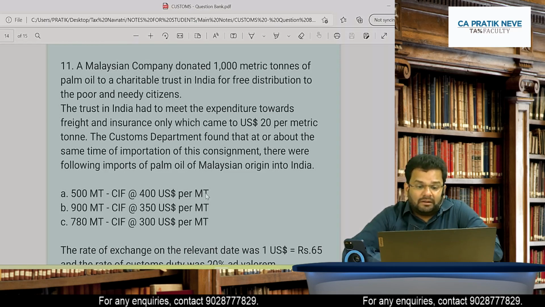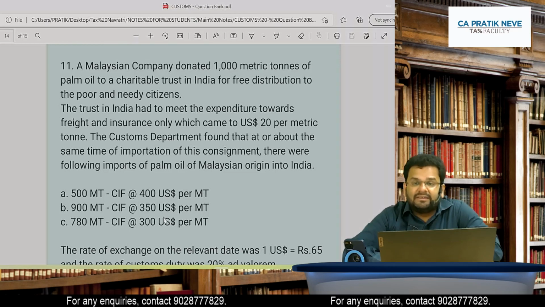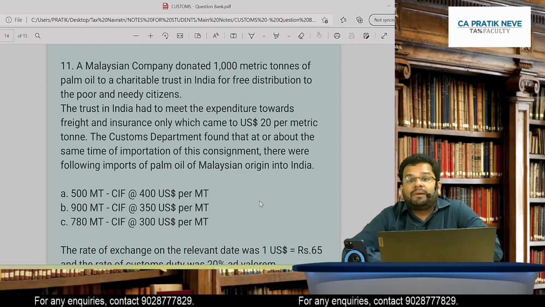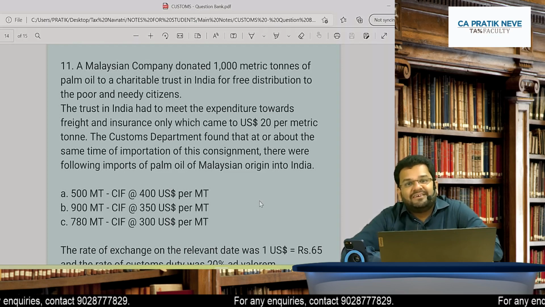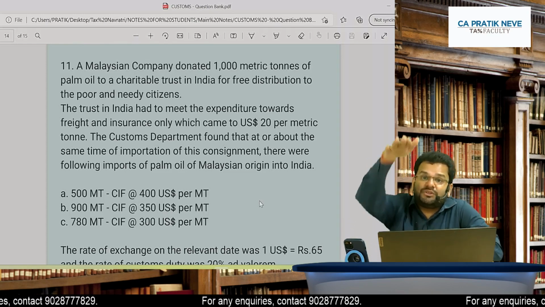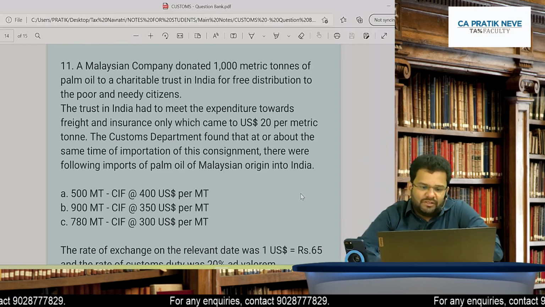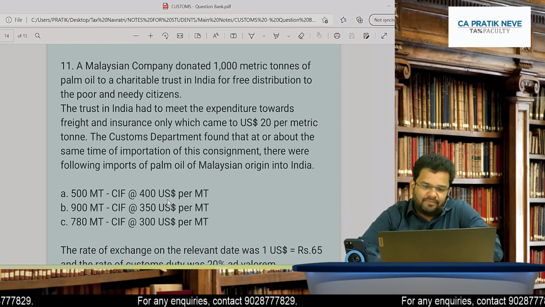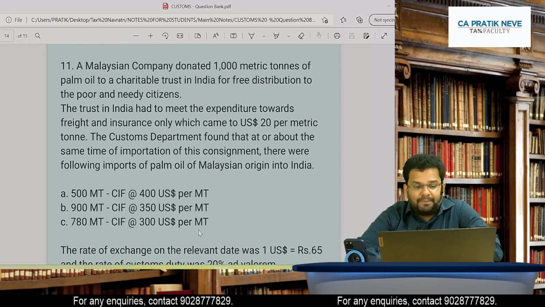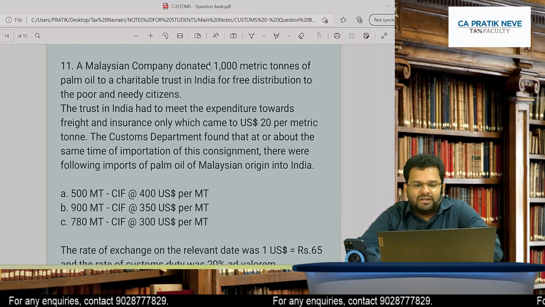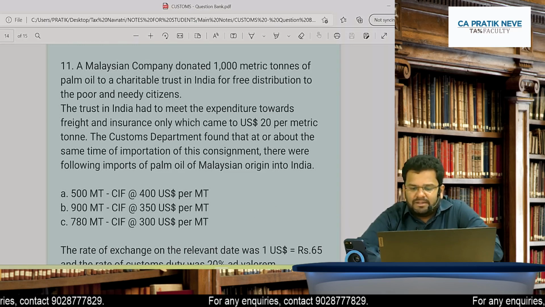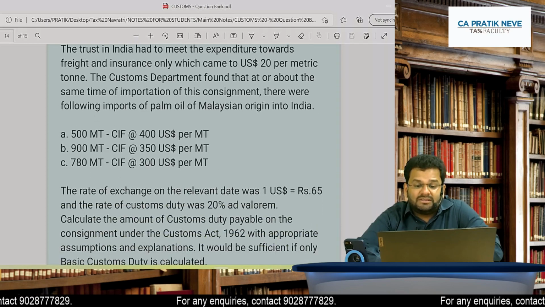Now, all have got different prices, right? So which price will you apply? They say apply that price which is lowest, in your favor. So which is the lowest price? Lowest price is 300. Apply $300 per metric ton. So 1000 metric tons into $300 per metric ton becomes your CIF value.